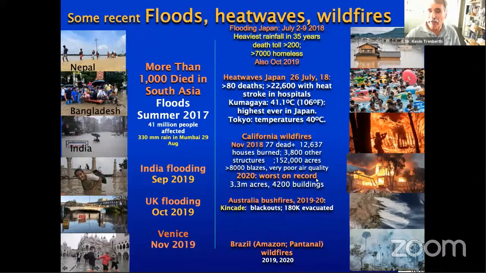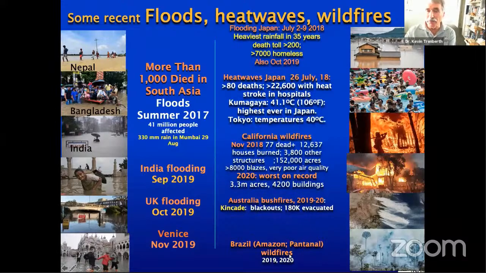And then 2020 broke that record and is now the worst on record. Over 4,200 buildings were destroyed in the recent wildfires. In the Southern Hemisphere in Australia in 2019-20, there were major bushfires, as they call them there, unlike anything they'd seen before. It led to very high temperatures and blackouts and tremendous damage to many of the ecosystems and many of the unique animals that Australia has.